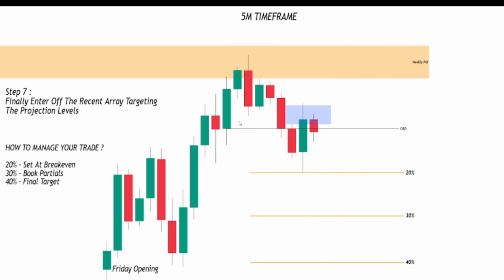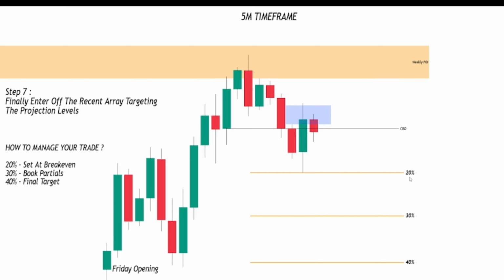Now search for the most recent PD array targeting the projection levels. The most recent array we see here is this order block right here. You can even act with this change in state of delivery as an order block, and you got a fair value gap. This right here is our fair value gap, the first presented gap in this phase of price, a bearish one.